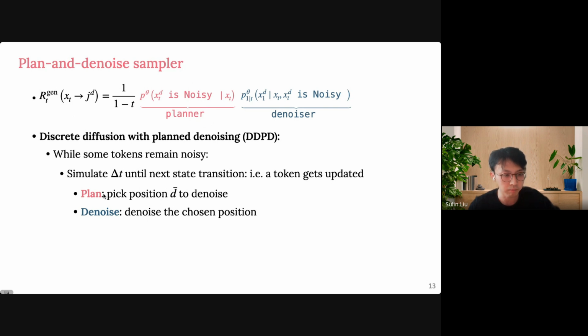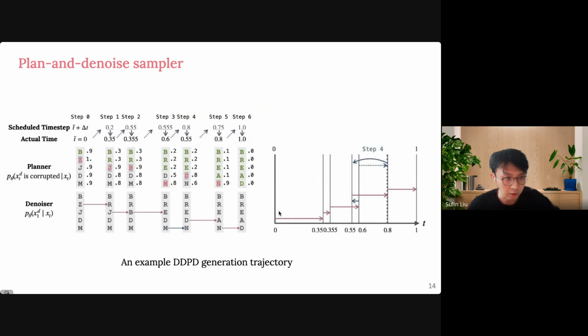After getting this planning, which is basically picking the position to denoise, we can use the denoiser to denoise the chosen position. Here is a very concrete example of what the planner is predicting and what the denoiser is doing. Initially, since we assume there's no natural ordering of denoising, every token is noisy based on the planner's prediction, and then we draw a dimension based on this probability. In this case, it will be the second token, and we denoise using the denoiser and change the token value to whatever the denoiser thinks should fill in.